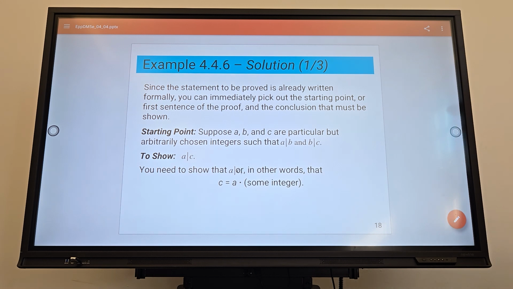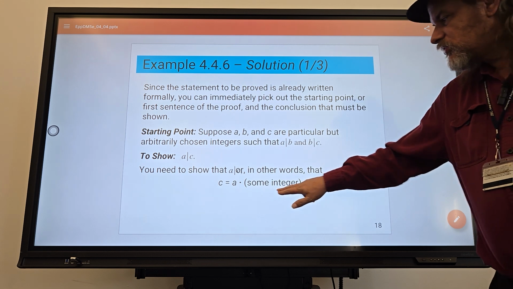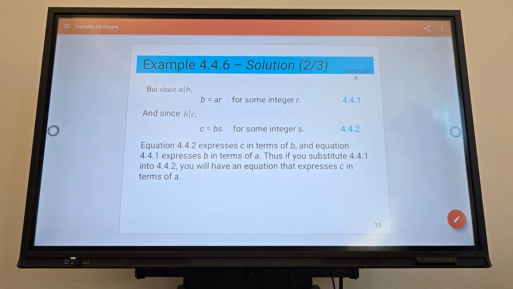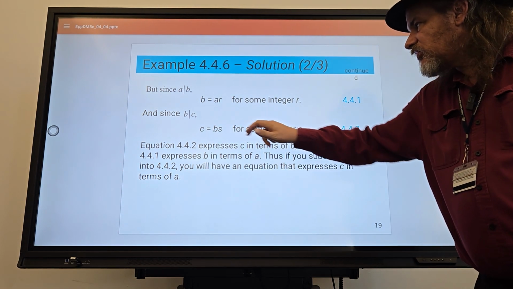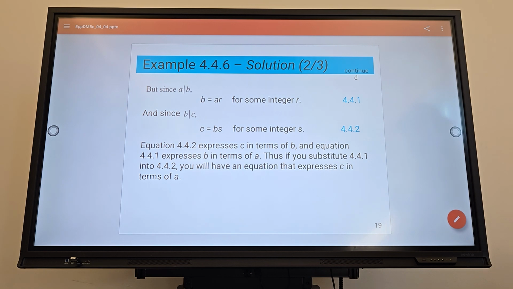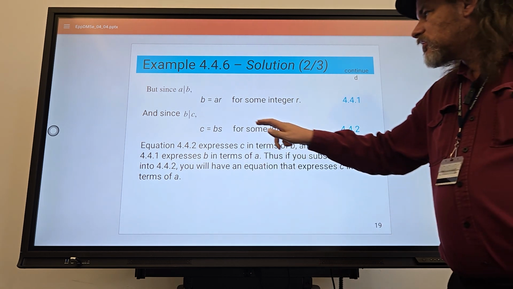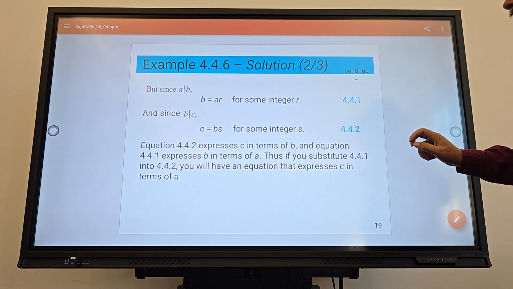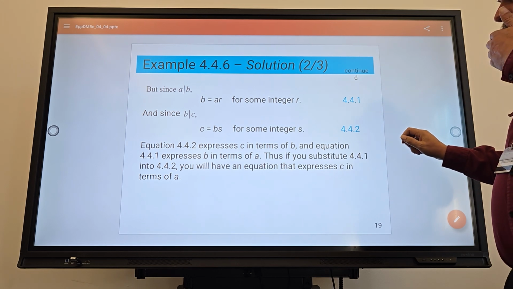We need to show that c equals a times some integer. So, since a divides b, then b equals ar. Since b divides c, c equals b times s. So you can substitute ar for b here, and you'll get c in terms of a.